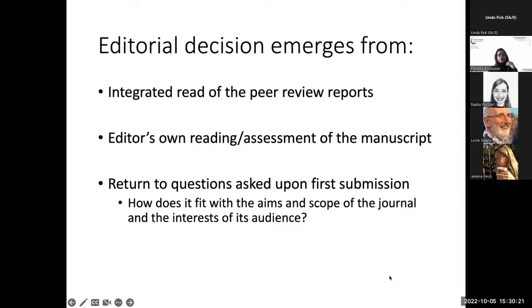So as an author, you would receive an integrated letter that asks you, on behalf of the journal, to revise your paper according to the suggestions recommended by the reviewers, and that would be the outcome of the decisions made by the editor. And yes, I think I'll end my input there. I look forward to the conversation with you.